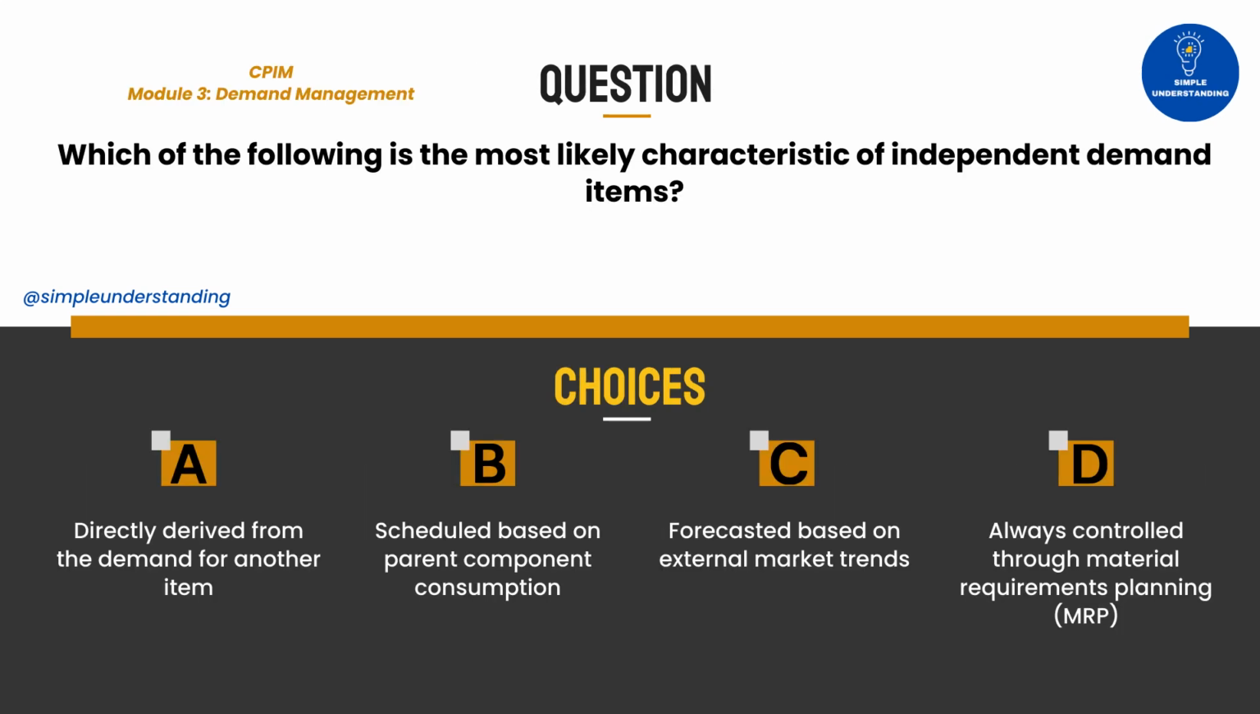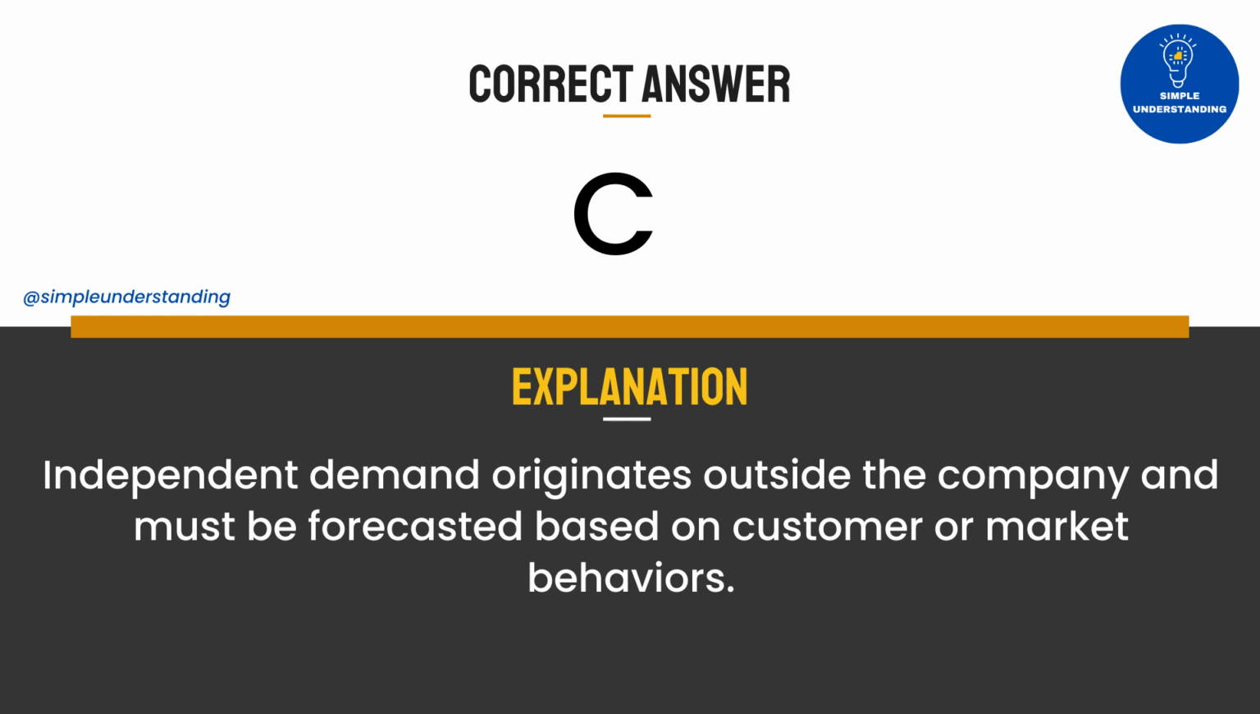Question 3. Which of the following is the most likely characteristic of independent demand items? A. Directly derived from the demand for another item. B. Scheduled based on parent component consumption. C. Forecasted based on external market trends. D. Always controlled through material requirements planning, MRP. Correct answer. C. Explanation. Independent demand originates outside the company and must be forecasted based on customer or market behaviors.